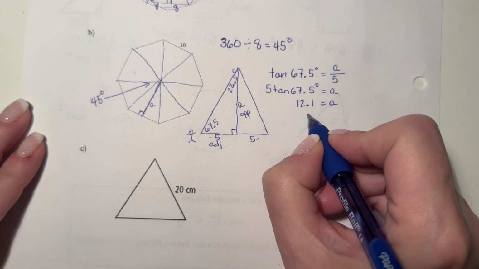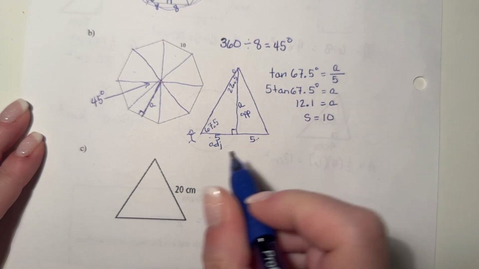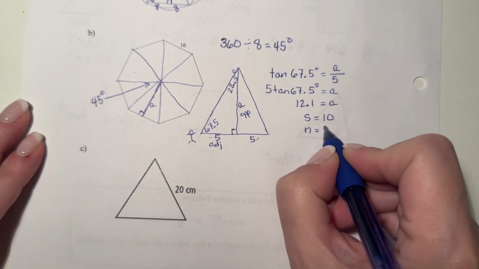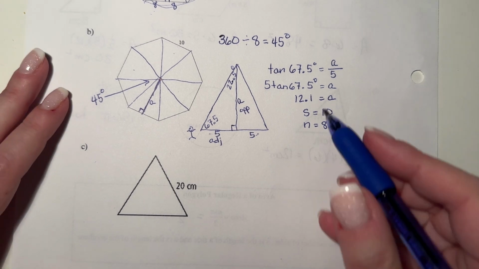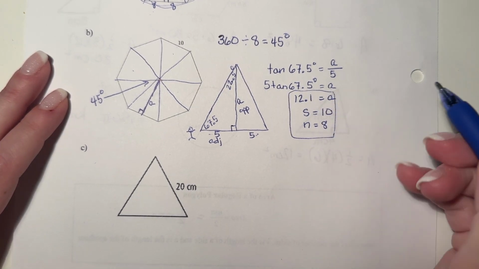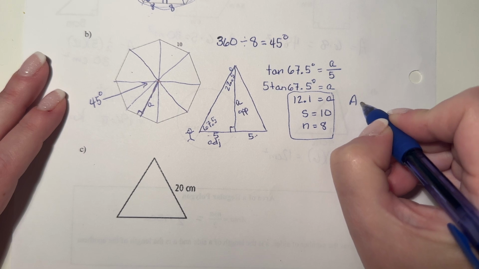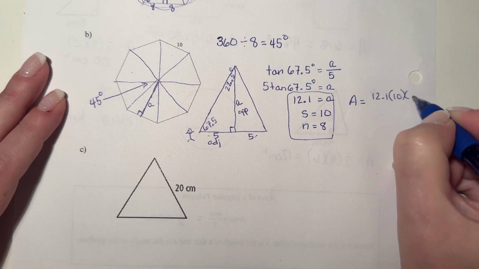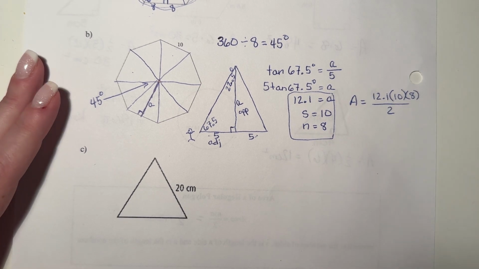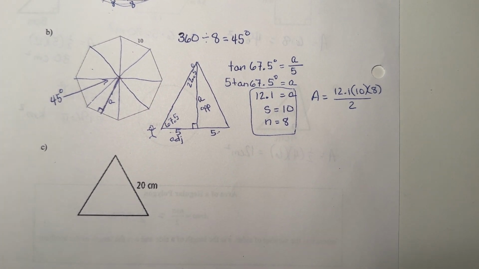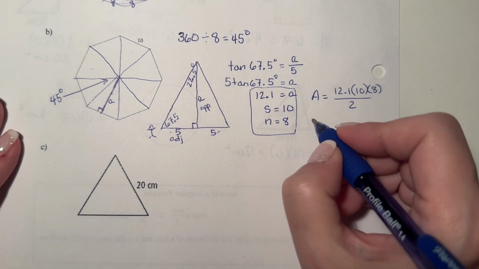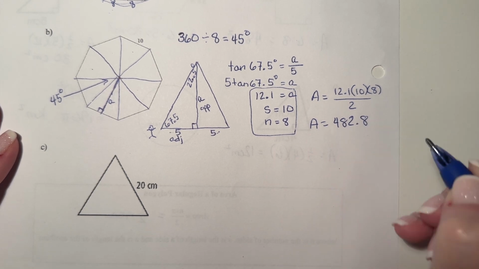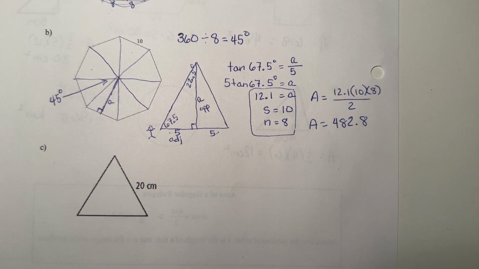So let's take a look at what our other pieces are. We know that the length of a side is 10. We're getting that from right there in the picture. And we know that the number of sides is 8. So let's put all of this together into our formula for the area. The area equals 12.1 times 10 times 8 divided by 2. This time it's going to be a decimal answer because I'm putting in decimals, 12.1. So my area comes out to be 482.8. Again, there are no units, so I don't put any units in the problem.